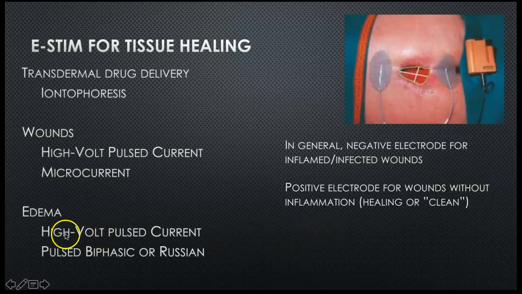And then you can also use e-stim for getting rid of edema. So high volt pulsed current can be used for that as well. And again, you need to know the positive or the negative electrode, where you would put it. Some of you will do a project where you tell us the answer to that question. And then you can also use one of the NMES muscle contraction types of e-stim to help create a muscle pump to get rid of the edema. So pulsed biphasic, symmetrical biphasic, or Russian.